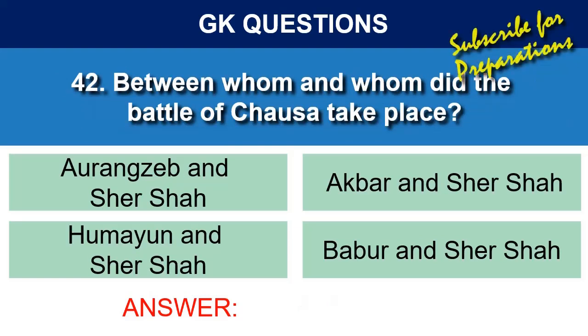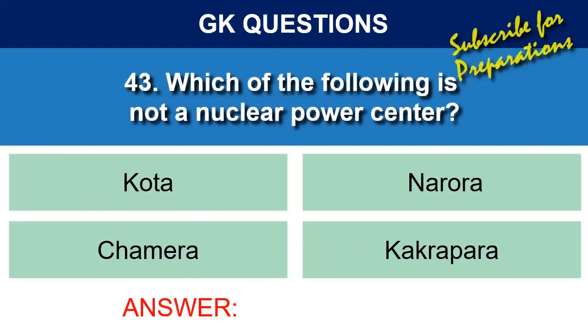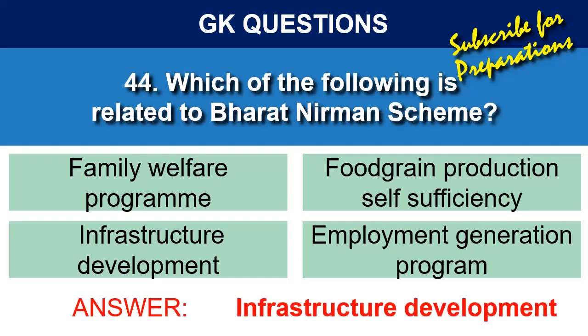Between whom and whom did the Battle of Chosa take place? Humayun and Sher Shah. Which of the following is not a nuclear power center? Chamera. Which of the following is related to Bharat Nirman Scheme? Infrastructure development.